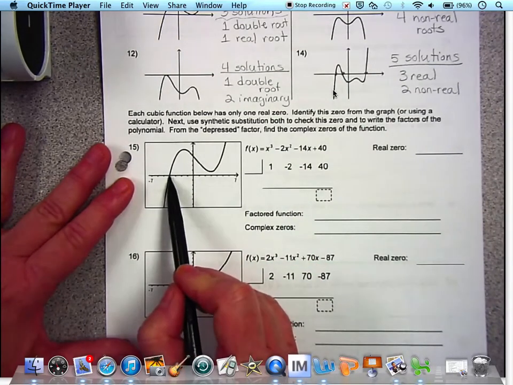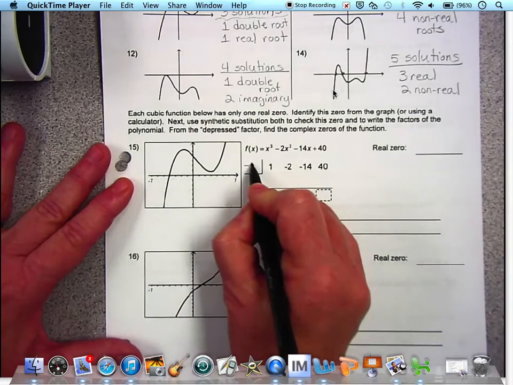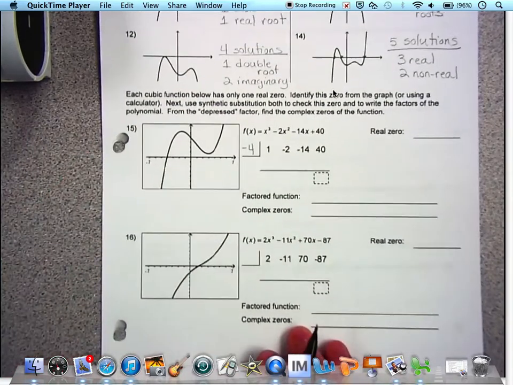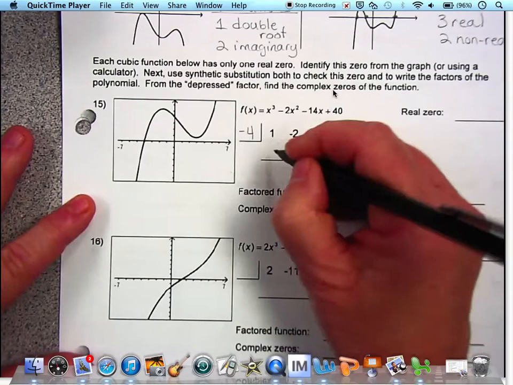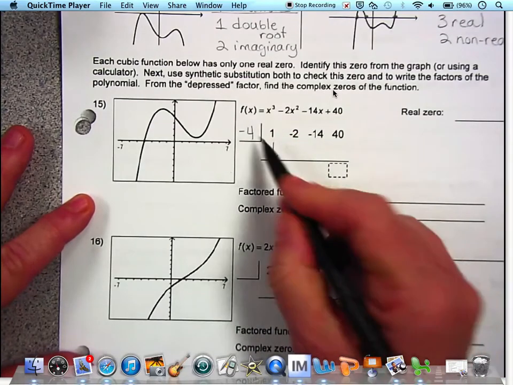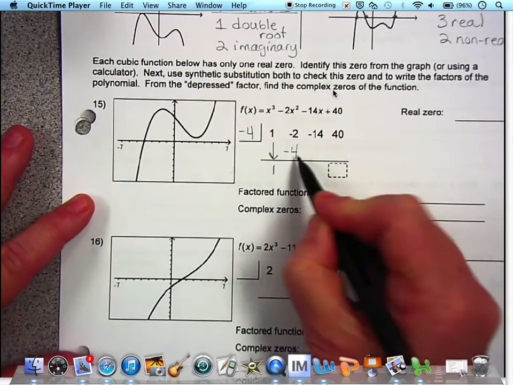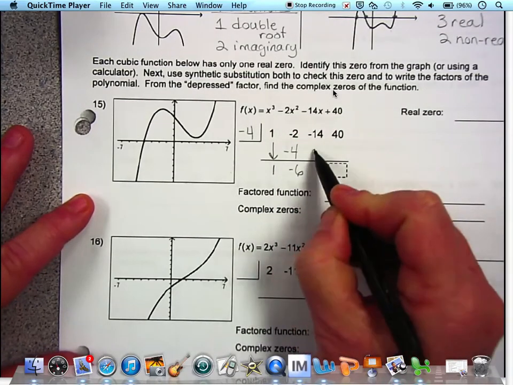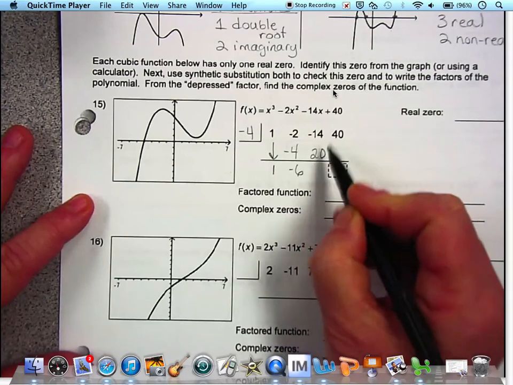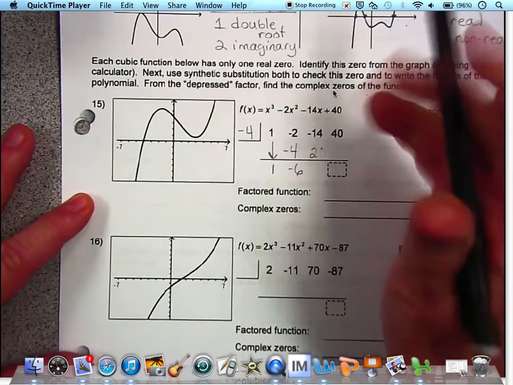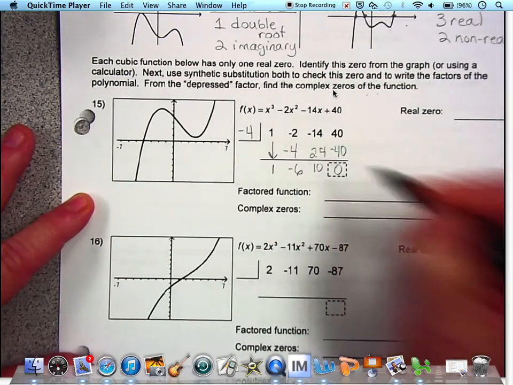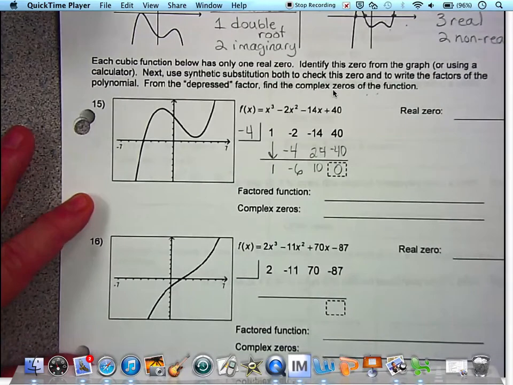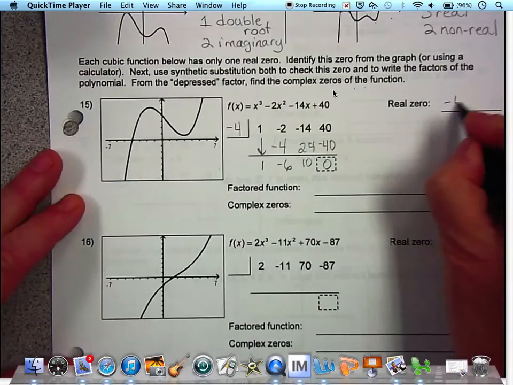What does it look like? -4. So let's plug it in and see if it is -4. Use synthetic division. What do you do first? Bring the 1 down. 1 times -4 is -4, -6, 24, 10, -40, 0. So is -4 a real solution? Yes. So one of the real zeros is -4.